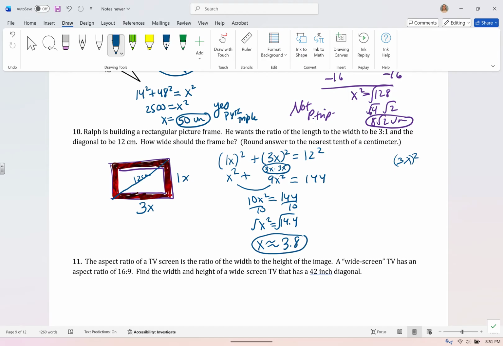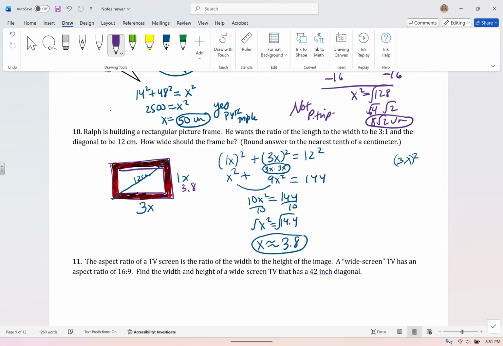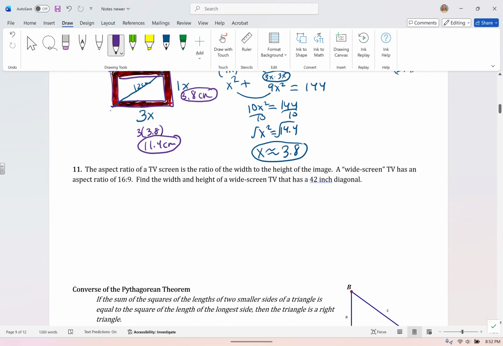And the answer is it says solve for the lengths. So we go back to the original problem. And so obviously this side would be 3.8, and that would be centimeters. It says round to the tenth. So that means give me 1 decimal place. And then we're going to do 3 times 3.8 to get this side right here. And that will give us 11.4, and that's centimeters as well. So that's how you'd figure out what these would be using the Pythagorean theorem.